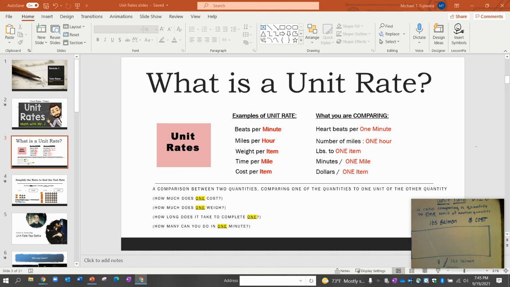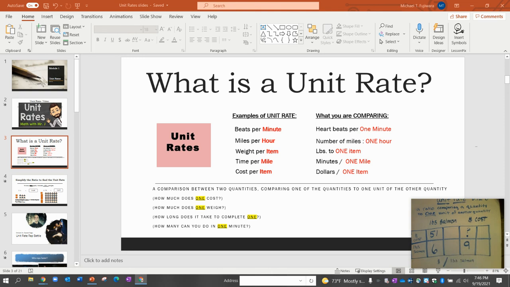And that's important to know because that tells you the order of what to divide. So I'm going to put dollars in the top one, cost, and pounds in the second one, pounds of salmon. And what we do know is that $51 can get you 6 pounds of salmon. And what we want to know is how much money we'll need for 9 pounds.